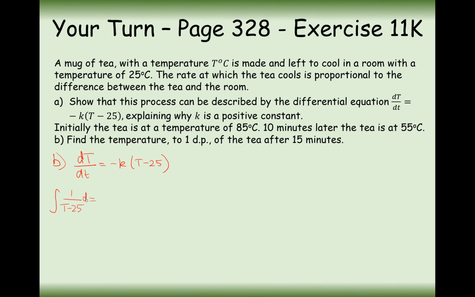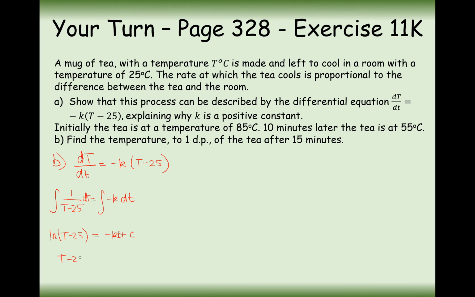So we have dt here, the integral of minus k dt. In this case we're going to have ln(T minus 25) equals minus kt plus c, because k is just a number. When it integrates to kt, we've got plus c for the constant of integration.